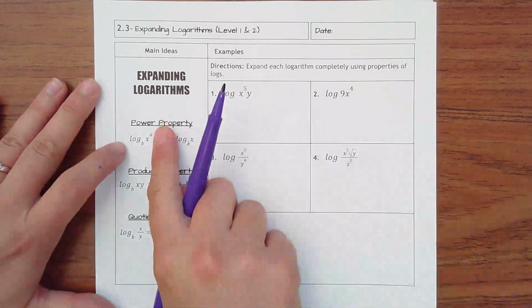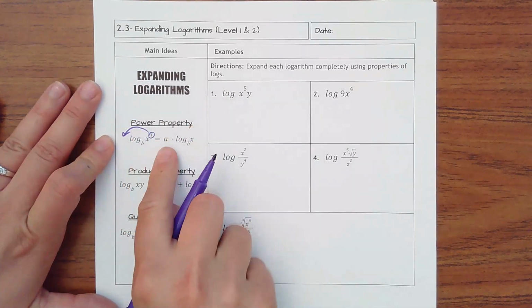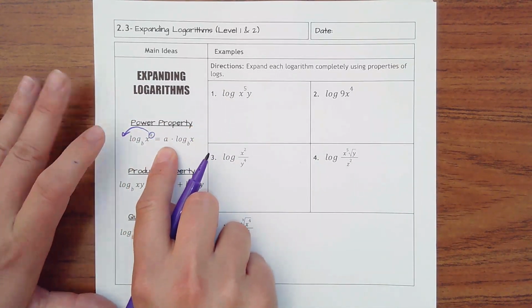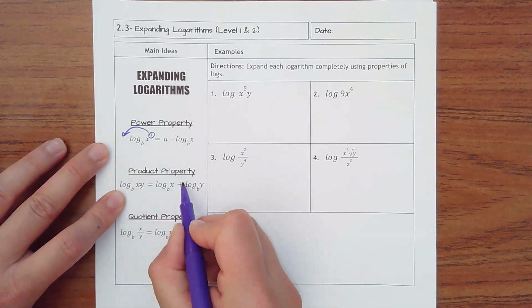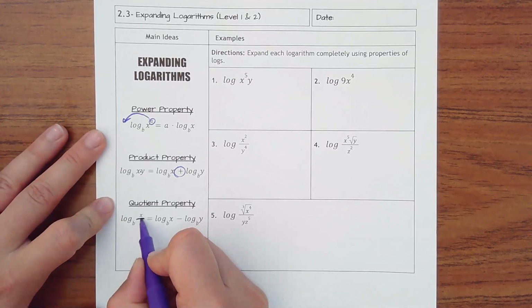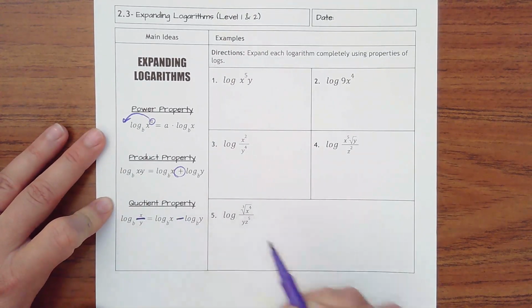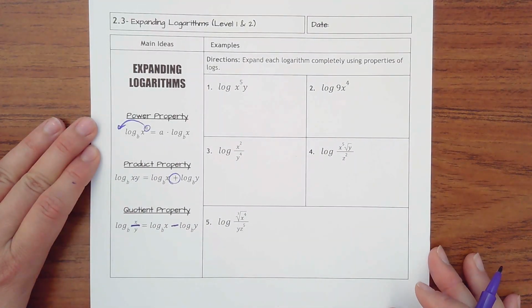So when you see a single log that has something to a power, that power gets moved in front as multiplication. When you see a single log with multiplication, it gets split into two logs that have addition. And when you see a log with division, it gets split into two logs with subtraction. Okay? So we need to expand completely.